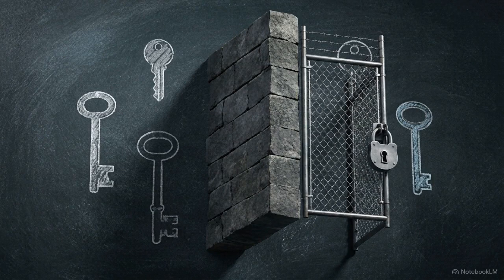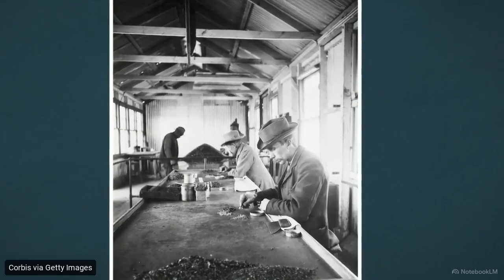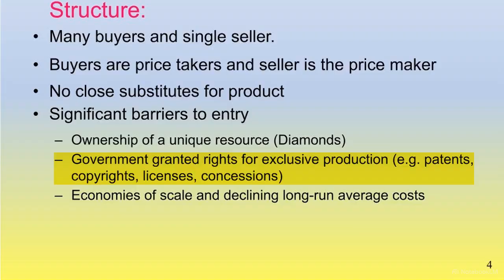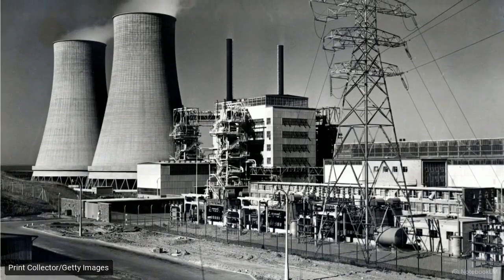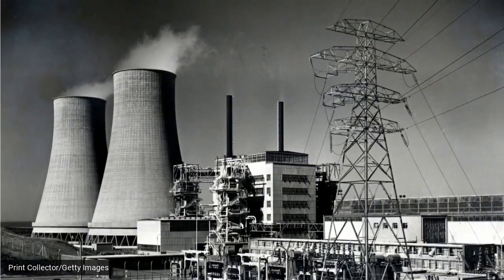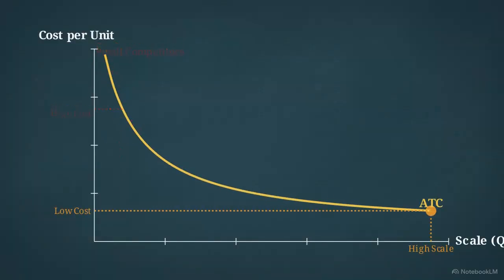This structural isolation is maintained by imposing severe barriers to entry. A firm might hoard exclusive access to a localized resource or capture a highly specialized labor force. Governments frequently build these walls themselves, granting exclusive production rights through patents, copyrights, and operating licenses. Other barriers are purely mathematical. In a natural monopoly, the massive scale required to build infrastructure like a power plant results in declining long-run average costs. Smaller competitors simply cannot survive the math.